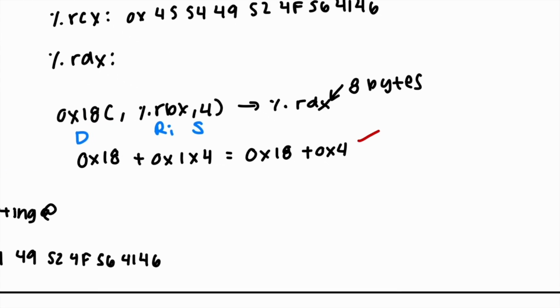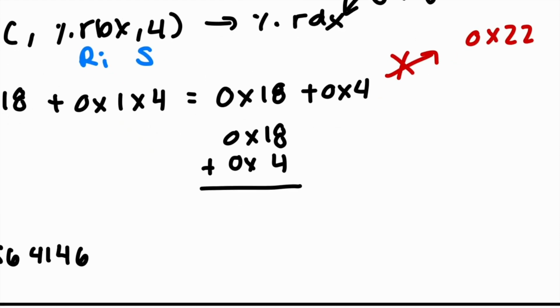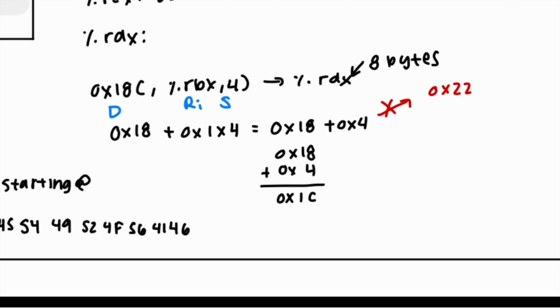This is not equal to 0x22. Instead, what you have to do is hexadecimal addition. So we have 0x18 plus 0x4. 8 plus 4 is 12, and 12 in hexadecimal is C. Then we have 1 plus 0, which is 1. So our final answer is 0x1C. So this is our memory address.